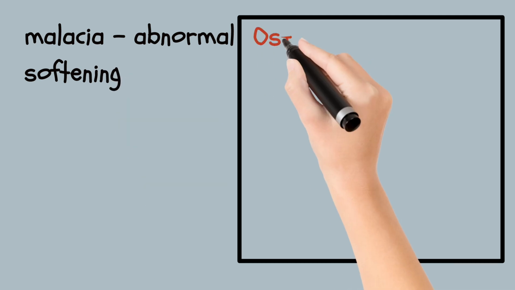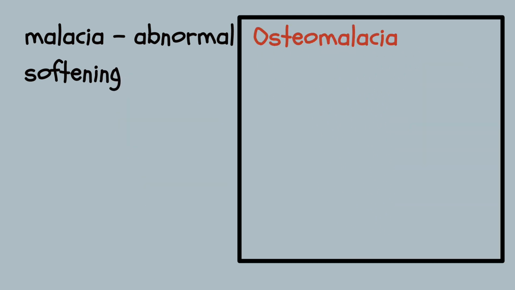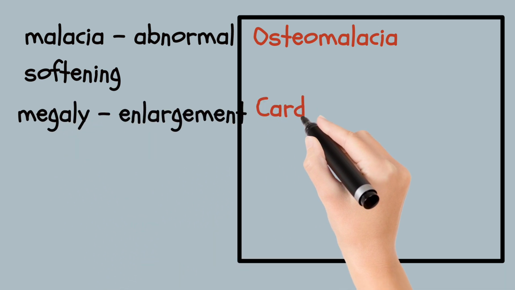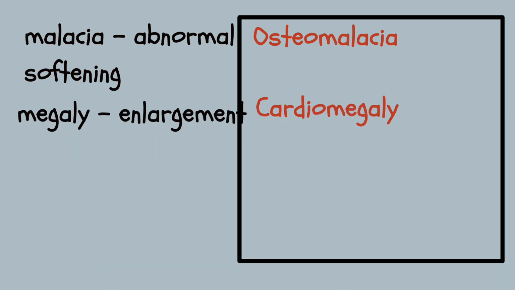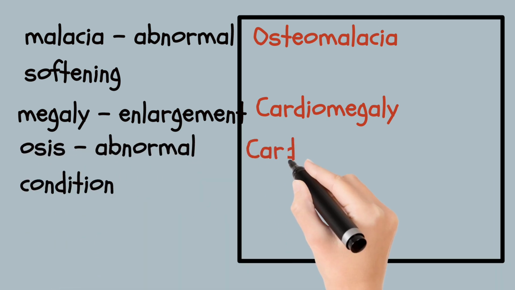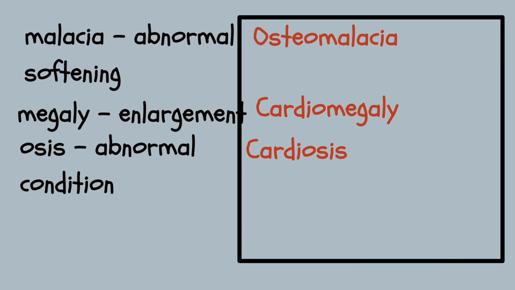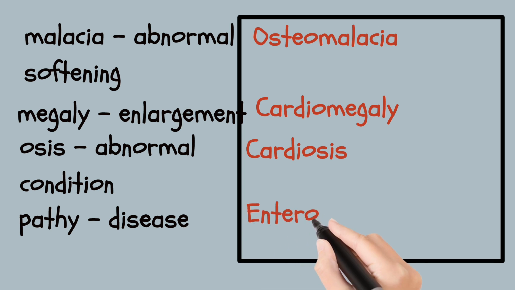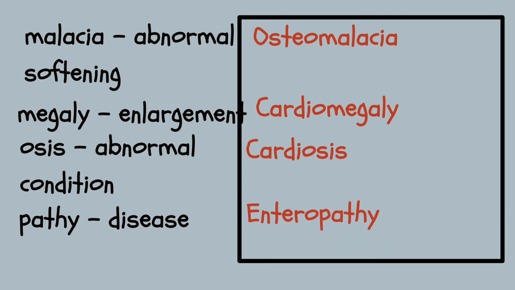Malacia, abnormal softening. Osteomalacia, abnormal softening of the bone. Megaly, enlargement. Cardiomegaly, enlargement of the heart. Osis, abnormal condition. Cardiosis, abnormal condition of the heart. Pathy, disease. Enteropathy, disease of the small intestine. Scope, instrument to visually examine. Endoscope, an instrument used to visually examine inside the body.